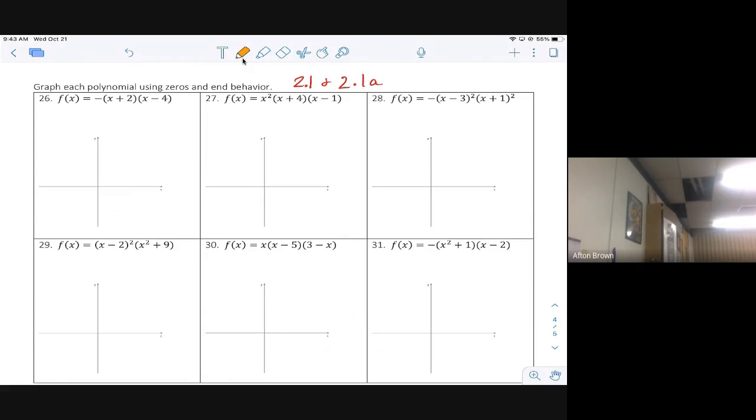For 26 through 31, you'd be reviewing 2.1 and 2.1A. Don't wait till tomorrow when we review it; try a couple and then we'll review it. That's good, because we're only going to spend 5 minutes at the beginning of class, because you're going to do the whole class. 5 minutes isn't going to be enough to get it all back. Really quick, I'll just remind you.